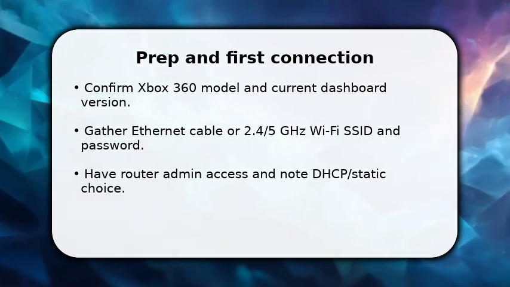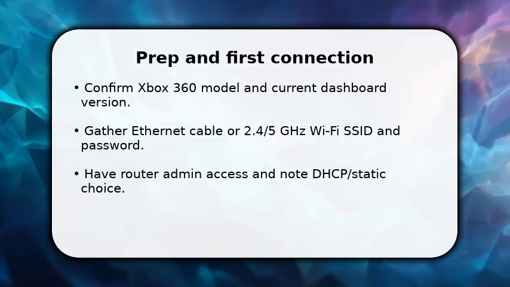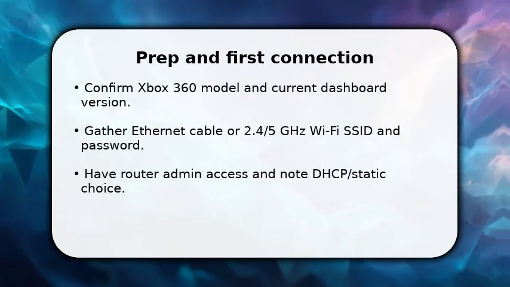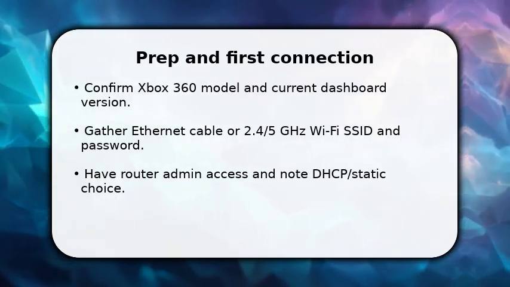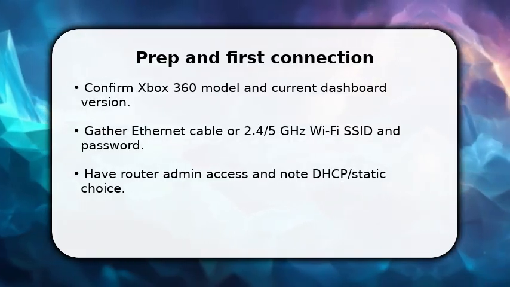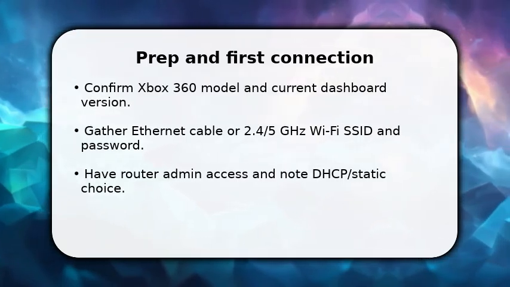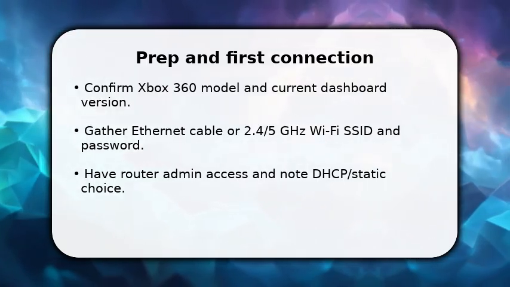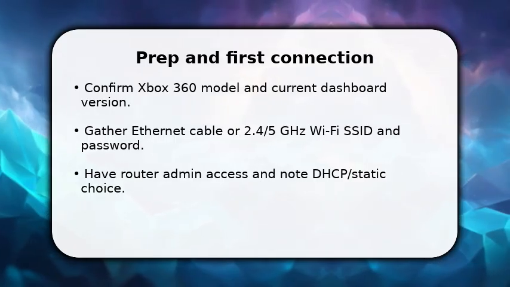You start by confirming your Xbox 360 model and firmware so you know which menus and network drivers apply. Plug a Cat5e/6 Ethernet cable into the console for the simplest test. If you prefer Wi-Fi, make sure you have the SSID and password, and that your router broadcasts on 2.4 or 5 GHz. Once done, access system settings on the console and open network settings to begin.